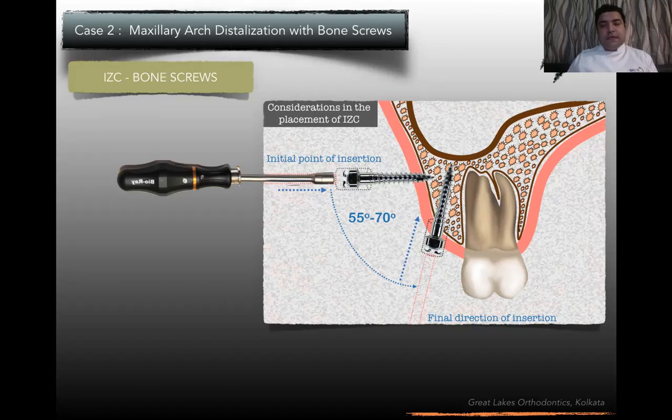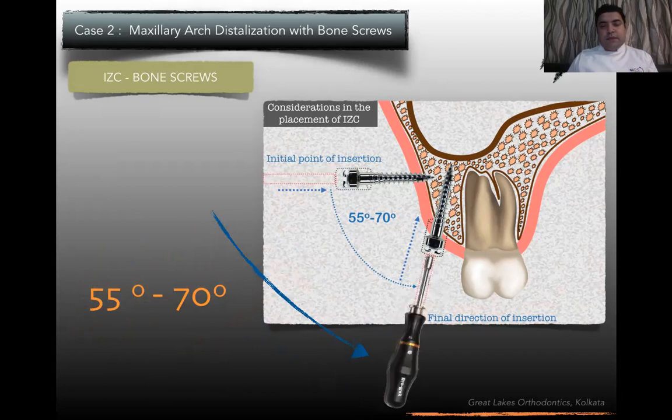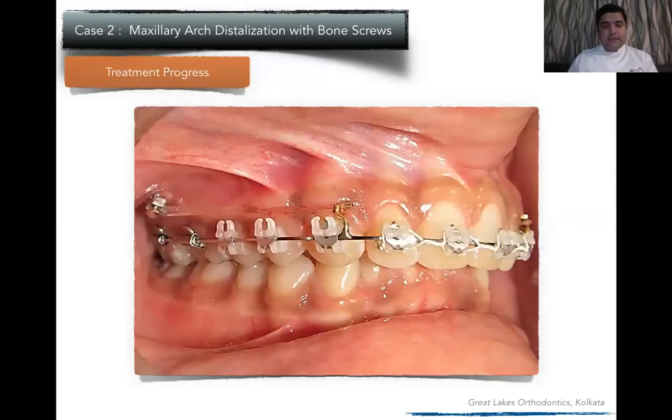You place it initially, get a catch on the bone, and then you need to make a swing to your driver. That's about 55 to 70 degrees. Once you have made the swing, you need to reinsert the screws further inside within the bone. Now, this process helps you in keeping the screws away from the roots of the teeth and keep it parallel to the tooth, which helps in the distalization process. So your screws are in no way going to affect the distalization process because they are in no way placed interdentally.